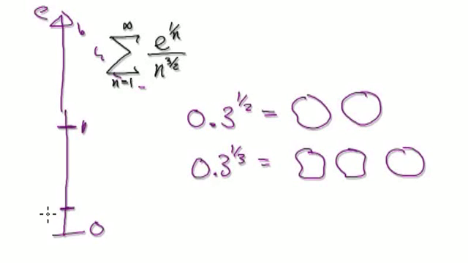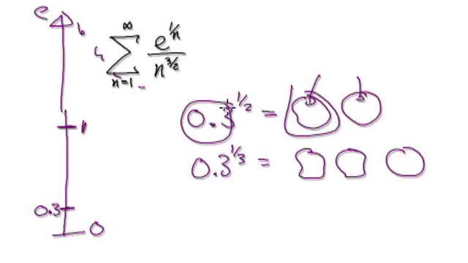But let's say you start at 0.3, the square root of 0.3. You're searching for a number that, when you times it by itself, gives you 0.3. Well, the square root of 0.3 will be higher than 0.3 itself.